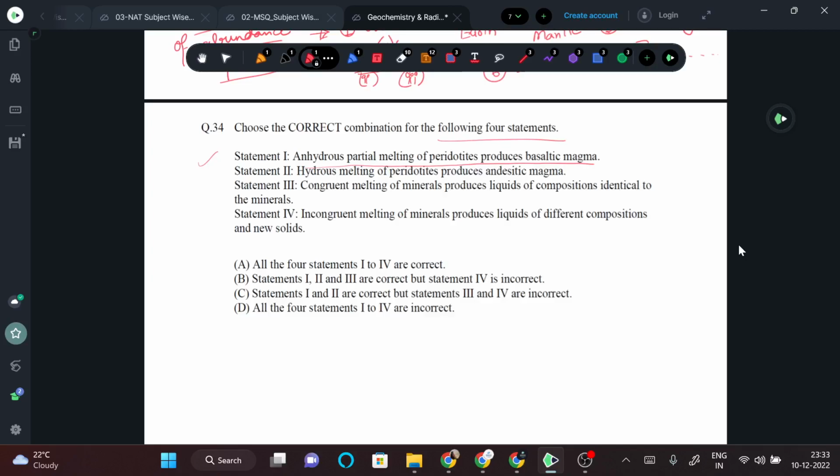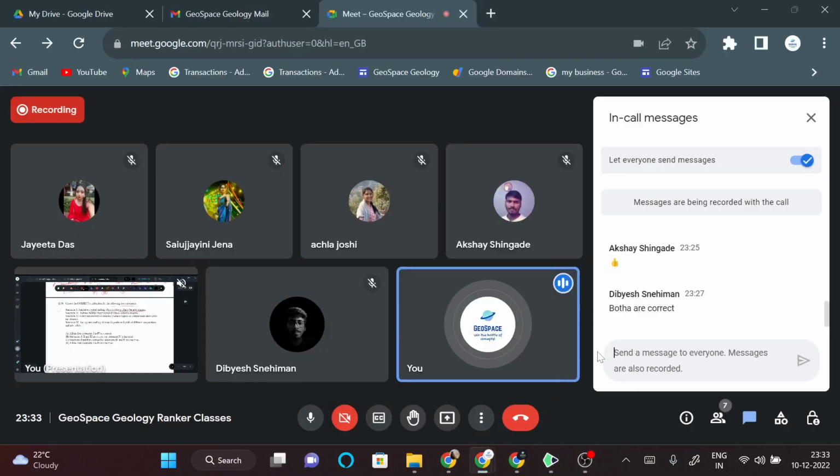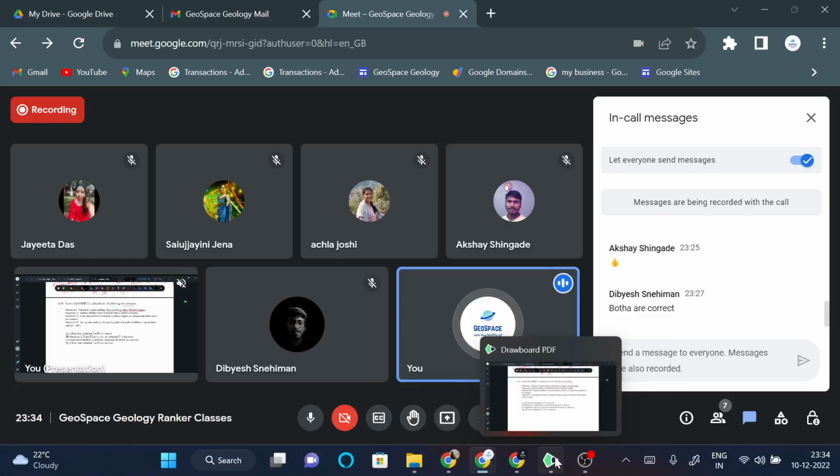So what do you think? What should be the answer in this question? Question number 34. It tests your basics a bit. Does anyone have any idea what can be the right answer over here? No one has any idea?